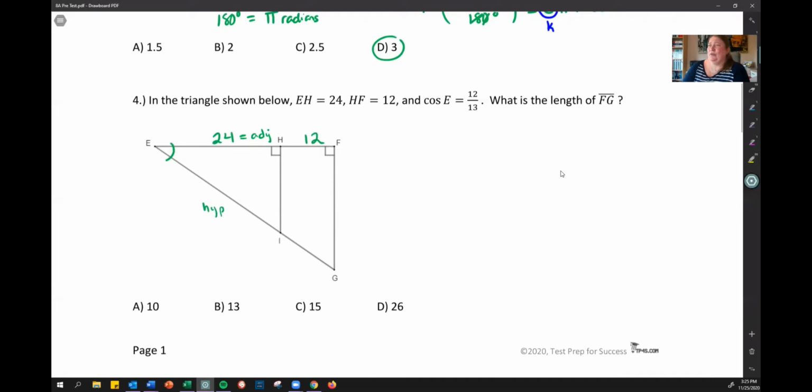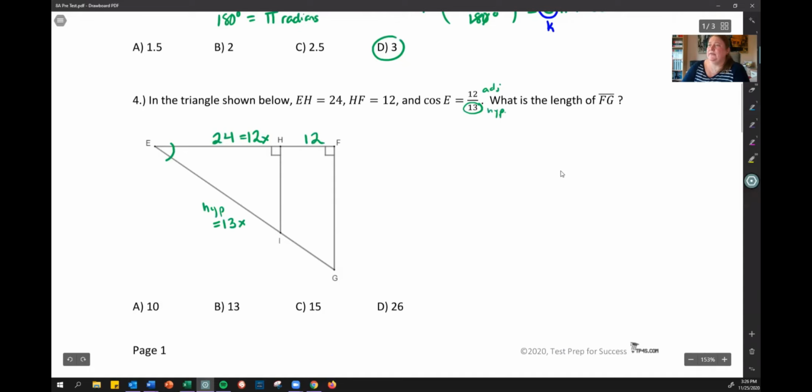But I can't just take the 12 and put it as the adjacent number because I already know that the adjacent is 24. So what I'm realizing though is 24 is exactly twice as big as 12. So for the adjacent, instead of saying that it's equal to 12, I'm going to say it's equal to 12x. So let me put a 12x here. And for the hypotenuse, I'm going to take this denominator, because the 12 is associated with the adjacent and the 13 with the hypotenuse. So this hypotenuse is going to be 13x.